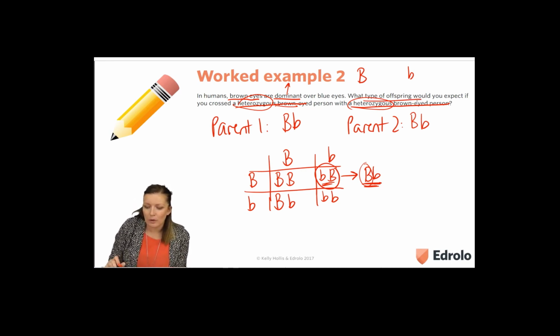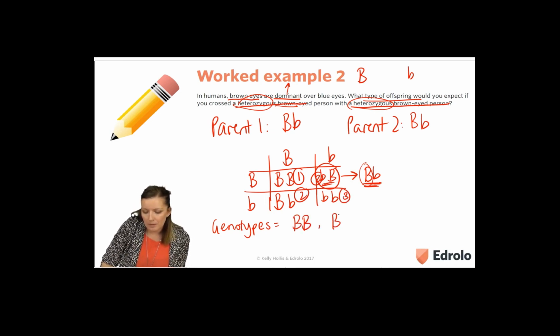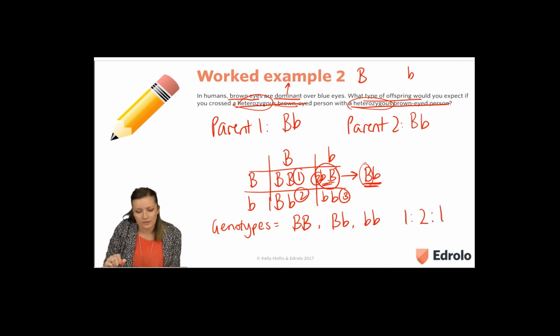So what type of offspring would we expect? So the genotypes here, hopefully you can see that we have 3 different genotypes at the moment. So we have this one here, we have 2, and we have 3. So our genotypes are big B, big B, big B, little b, and little b, little b. Okay, so if we have a look at the ratio of these, it would be 1 to 2 to 1.